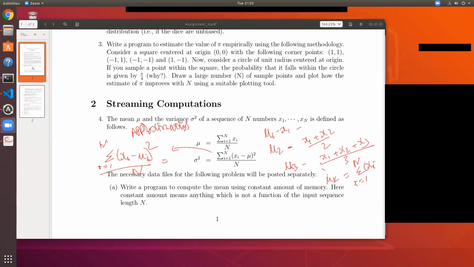Are you with me? For beyond some value of k, for some i greater than or equal to k, mu i minus mu k will be less than or equal to some small epsilon. Okay, kind of. And let's say this is the point.